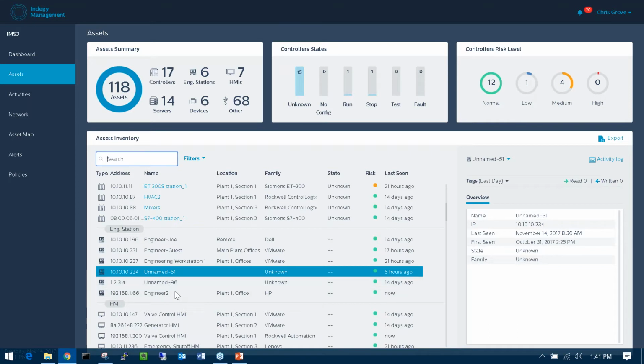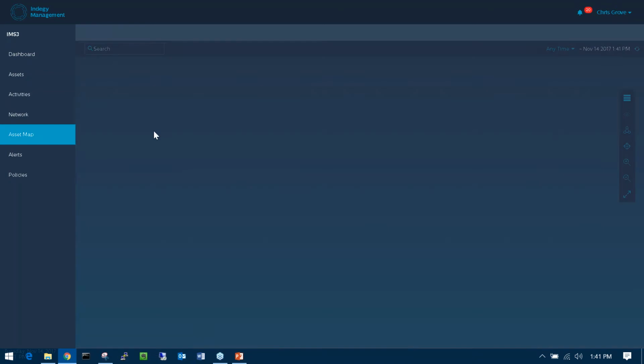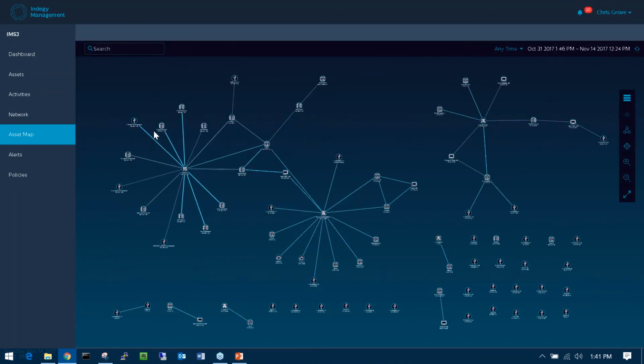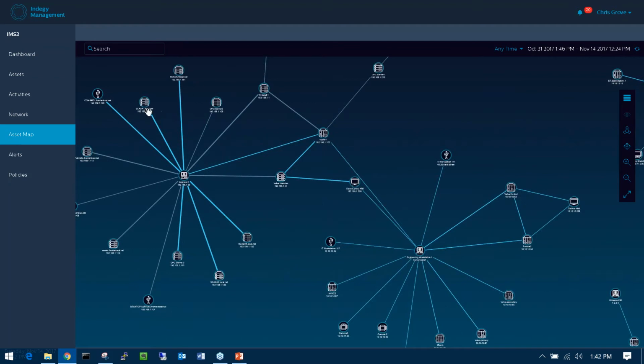So in order to do the next step, what I usually would take us to is the asset map that is going to give us a visual representation of what the industrial environment looks like. So each of these images has a lot of nodes on it, and each of these nodes indicates a piece of hardware in this environment. Some of them are PLCs, some of them are engineering workstations, cameras, SCADA servers, HMIs.